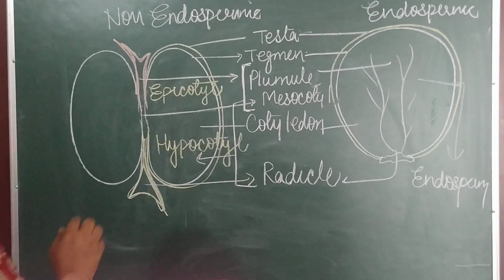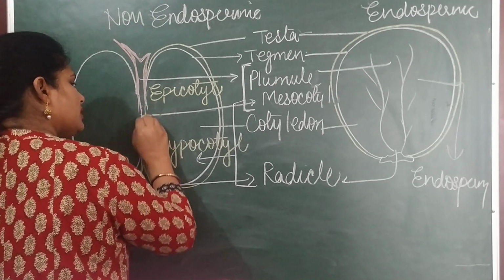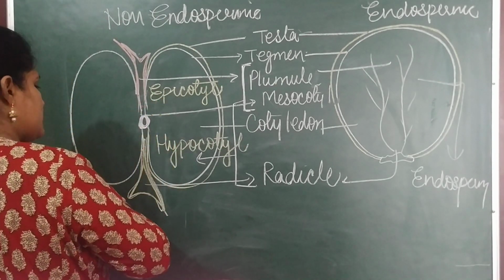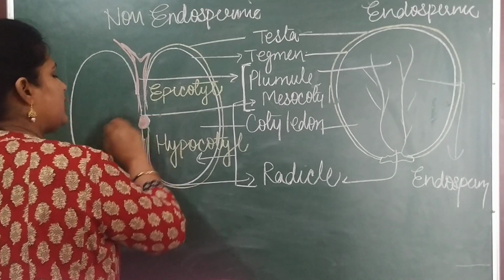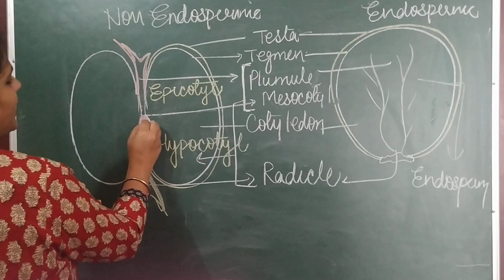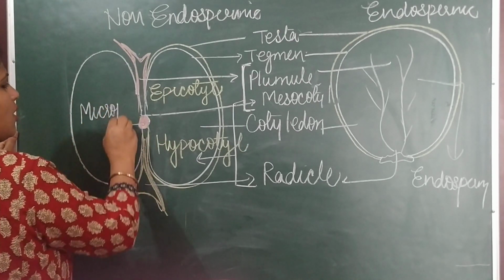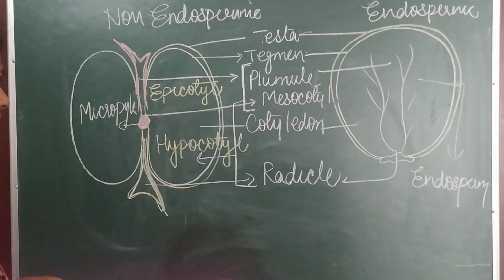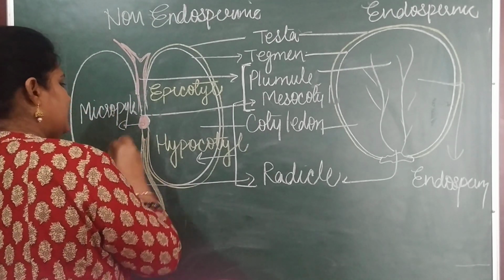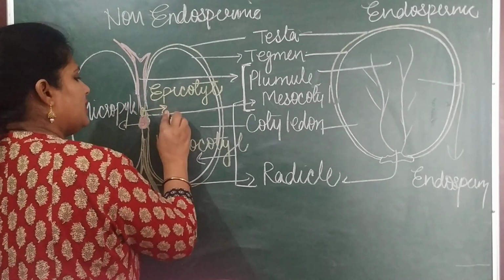Beside that there is a pore. This is the micropyle. The micropyle is a pore from where a seed absorbs water. And above that there is a scar. The scar is known as the hilum.